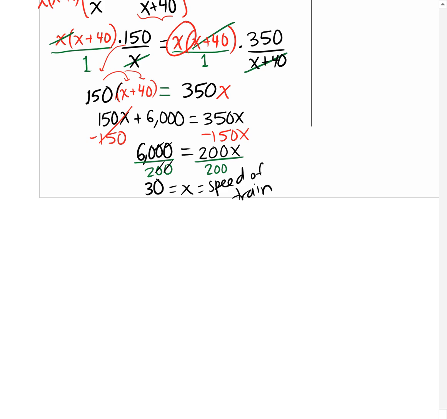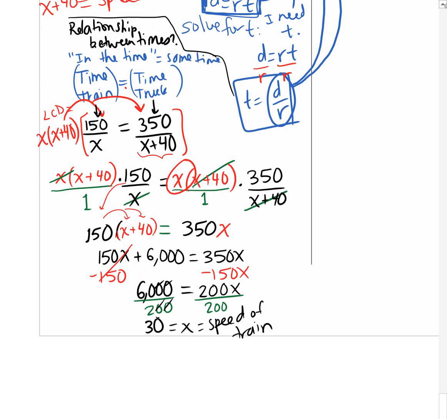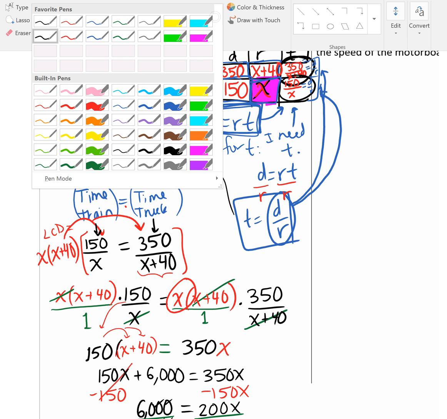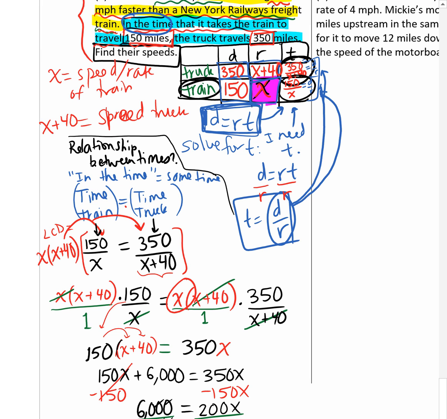And let me go back and see if that's all they were asking for, then I'm done, but if they want more, I might need to do more. What'd they say? It said find their speeds, plural. Alright, so I found one of them, I guess the train. So they want me to find the truck speed. But if I want to do that, all I have to do is say, what was the truck speed in that, up here? It was x plus 40, because that's the rate. So the truck was going x plus 40 miles an hour. That's all I really need to do is plug that in.